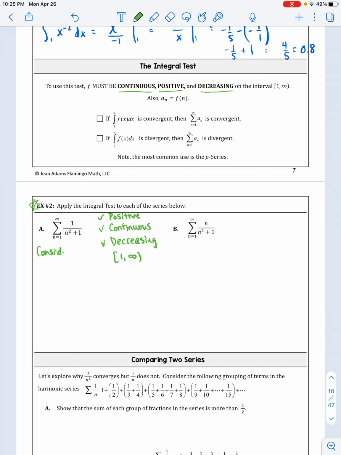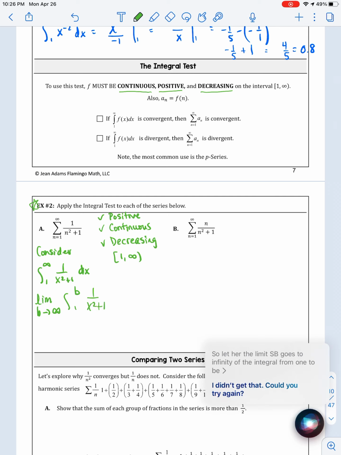So once you've determined that it is positive, continuous, and decreasing on your interval, then we would say, okay, I want you to consider the integral from 1 to infinity, 1 over x squared plus 1 dx, because all of these values are going to be exactly the same. And so this could be a good function to compare it to see if this one converges, then my summation is going to converge. So we're going to say, okay, this is an improper integral.